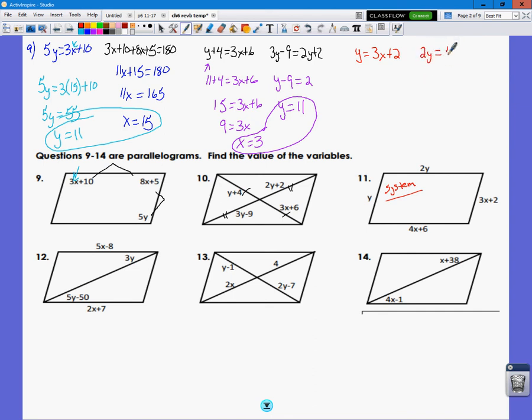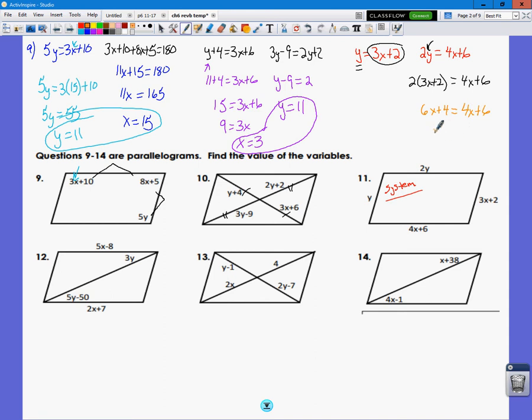2y is equal to 4x plus 6. This lends itself well to using substitution. Since I know what y is equal to, where I see y, I can replace it. I'm going to have 2 times 3x plus 2 equals 4x plus 6. Distributing the 2, I'd have 6x plus 4 equals 4x plus 6.